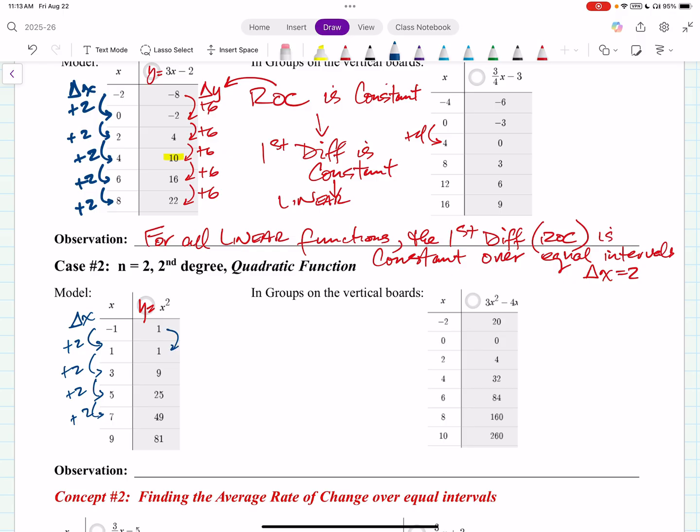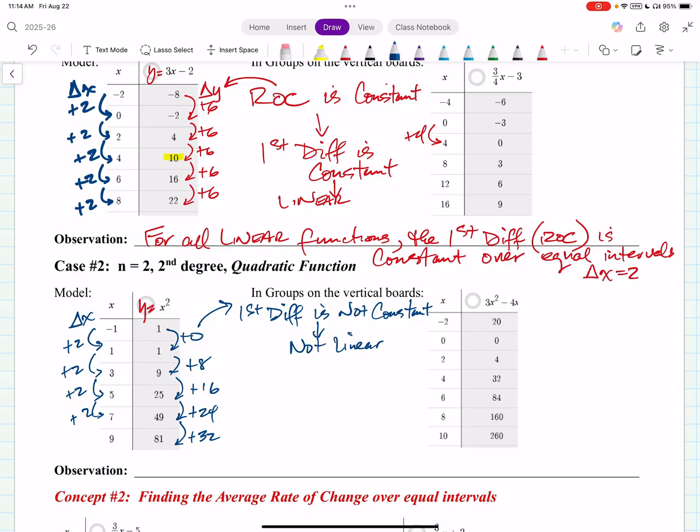The change from 1 to 1 is 0. The change from 1 to 9 is +8. From 9 to 25 is +16. Oh my God, it's getting bigger. From 25 to 49 is +24. And then from 49 to 81, it's +32. So obviously it is not constant. Right away, I can say the first difference is not constant. That tells me that it's not linear, which we know because I told you we're starting off with a quadratic function.